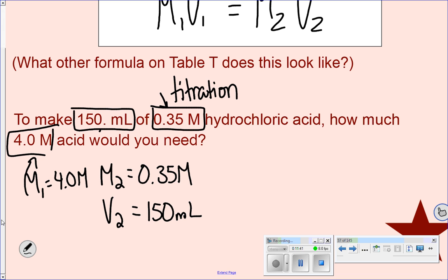So in this equation, what's also nice is you don't have to change milliliters into liters. Molarity needs to be a molarity, but as long as you're consistent all the way through, if your volume's in milliliters, you can leave it that way. So we're going to plug in our M1, which is 4 molar, times our V1. And then on the other side, we're going to have our M2 and our V2.